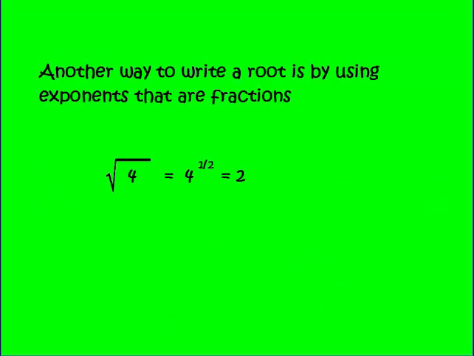Another way to write a root is by using exponents that are fractions. The index here is 2. The square root of 4 can also be written as 4 to the 1/2. They both mean the answer is 2. So the square root of 4 is 2, and 4 to the 1/2 means you're taking the square root of 4, which is 2.